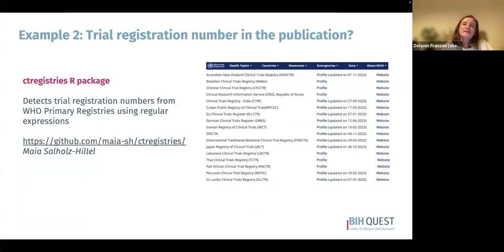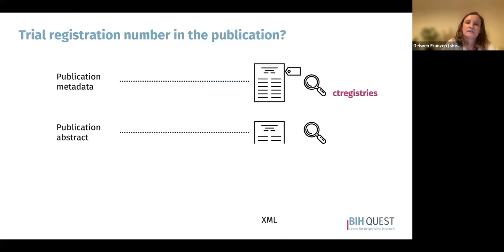And then moving on to the other example. Here again, we wanted to search the publications that we had for trial registration numbers. For this, someone in our team at Myers and Holz Hill had to develop an R package that detects trial registration numbers from all WHO primary registries using regular expressions. This in itself was already a lot of work. And then we used this R package on the publications that we had extracted to try and find if there was a trial registration number.